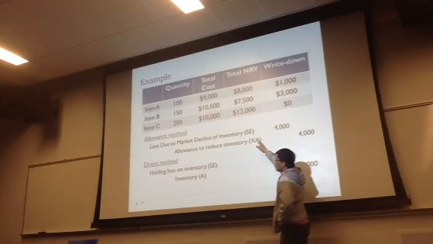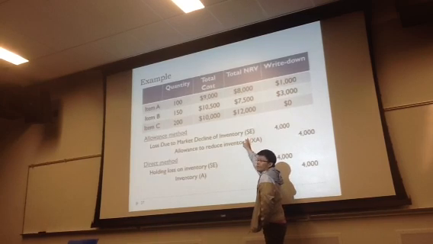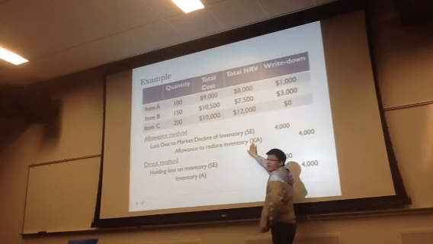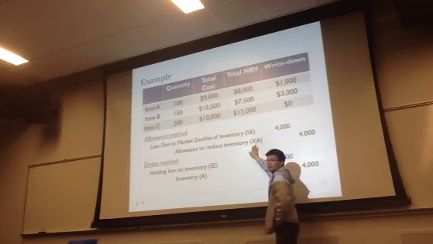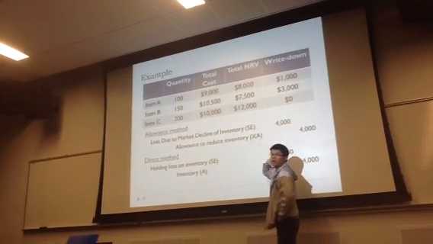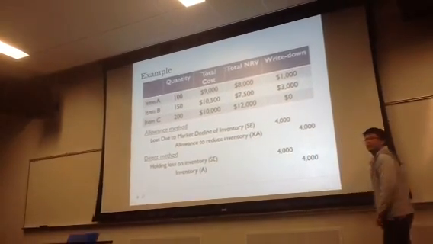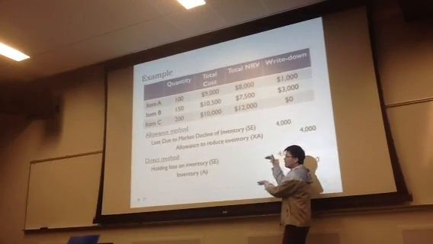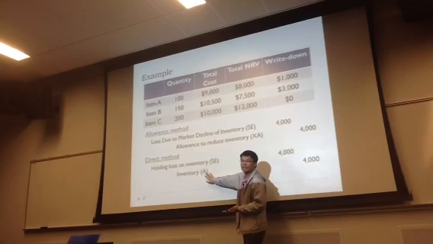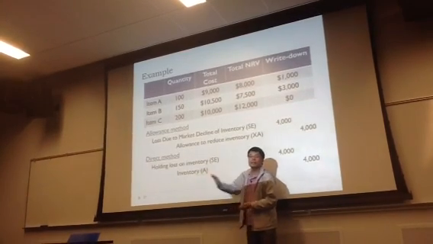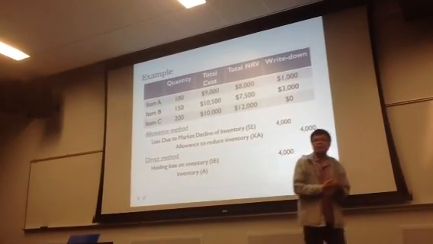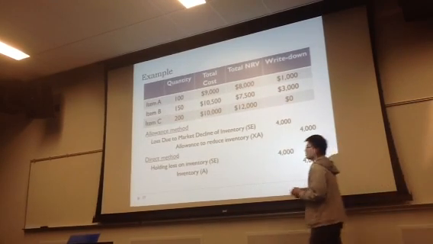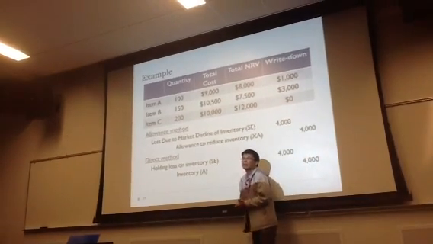Okay, so we are going to debit a loss due to market decline of inventory, which is an expense or income statement account. And then we are going to credit the allowance account, which is a contra asset account. Okay. And in terms of the direct method, the only difference is we are not going to create the contra account, but rather directly reducing inventory by $4,000. And then debiting the holding loss, which is an income statement item as well.